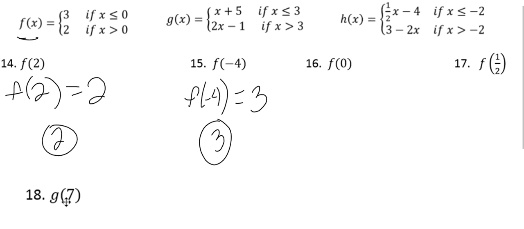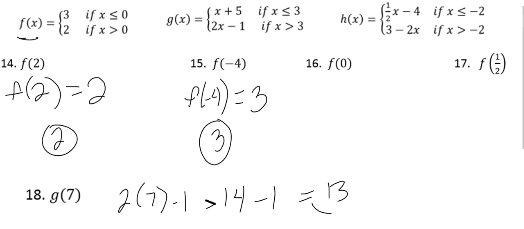And on 18 it says g of 7. So I'm going to look here and I'm going to see where 7 will fit in my restraints. Is 7 less than or equal to 3? No. Is 7 greater than 3? Yes. So I'm going to plug into this right here. So I'm going to have 2 times 7 minus 1, which is 14 minus 1. So my answer for 18 is 13. This is just like the first 4 or 5 problems of your class.